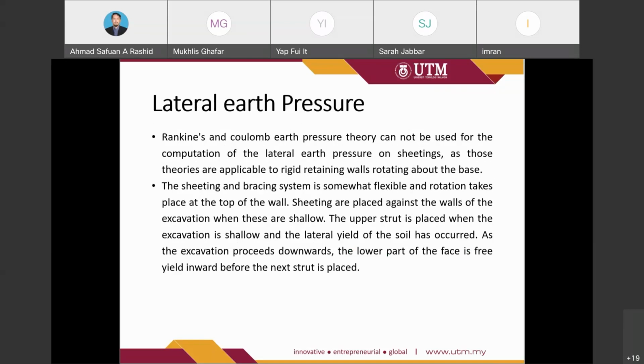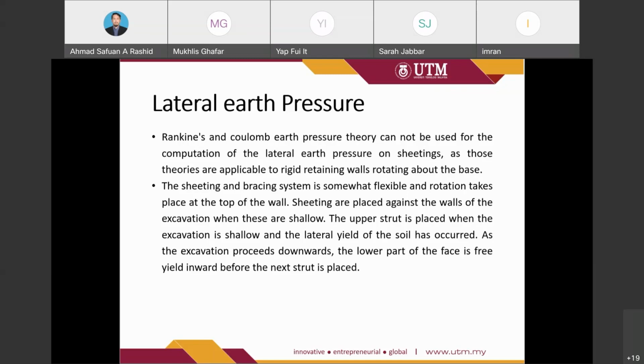So Rankine and Coulomb earth pressure theory cannot be used for the computations of the lateral earth pressure on sheeting, as those theories are applicable to a rigid retaining wall rotating about the base. So that's why Terzaghi came up with his own approach for this braced cut system. The sheeting and bracing system is somewhat flexible, and rotation takes place at the top of the wall.